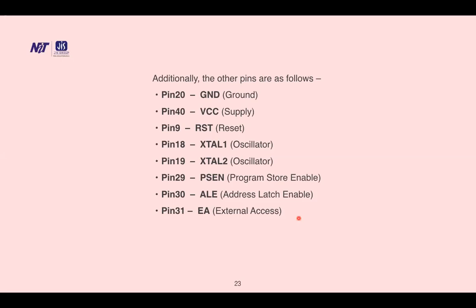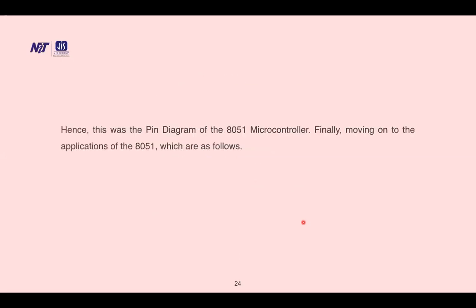Additionally, there are other pins as follows. Pin 20 ground, pin 40 VCC power supply, pin 9 RST reset, pin 18 XTAL1, the crystal oscillator, pin 19 XTAL2, also an oscillator, pin 29 PSEN, program store enable, pin 30 address latch enable, pin 31 external access. Hence, this was the pin diagram of the 8051 microcontroller.